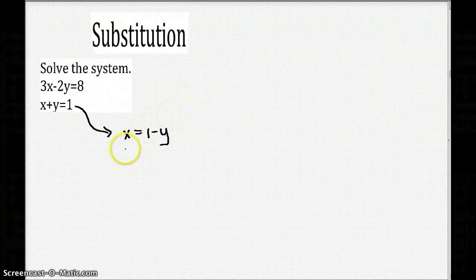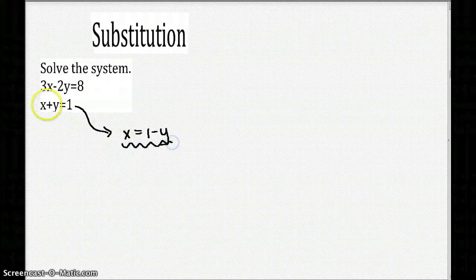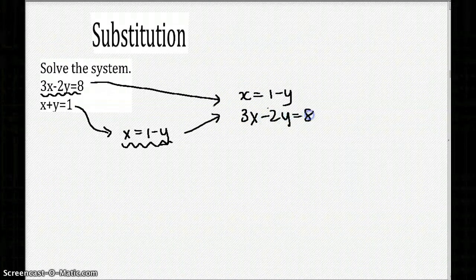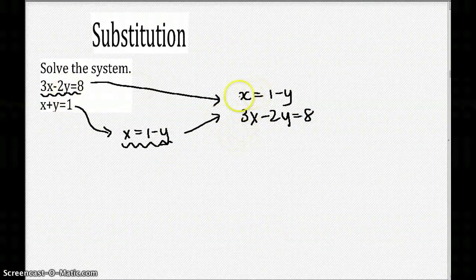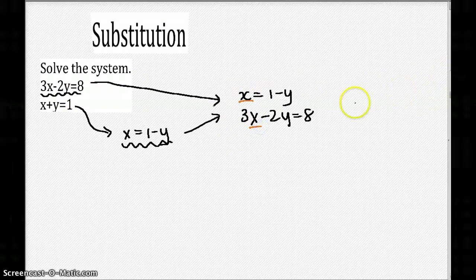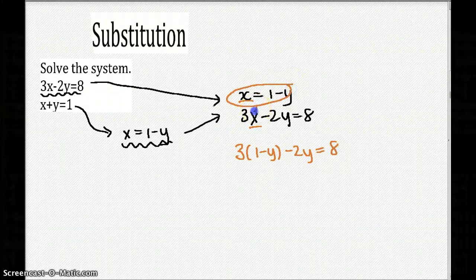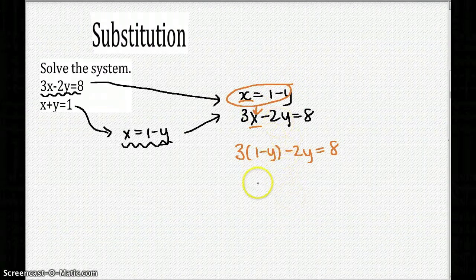Then I'm going to substitute this into this equation. So first we have x equals 1 minus y, and then we have 3x minus 2y equals 8. This one is from this, and the second part I just copied off the side. So I'm going to substitute this x value into this. So 3 times (1 minus y) minus 2y equals 8. What I've done was I just plugged this into this. Okay, then I'm going to solve for this.